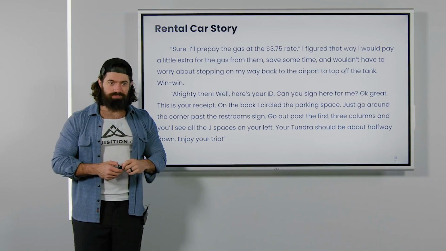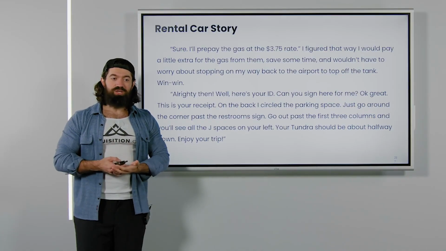I'll prepay the gas. And she says, "Alrighty then. Well, here's your ID. Can you sign here for me? Great. There's your receipt. On the back, I circled the parking space. Just go around the corner and past the restroom sign. Go past the first 3 columns, and you'll see the J space on your left. Your Tundra should be about halfway down. Enjoy your trip."